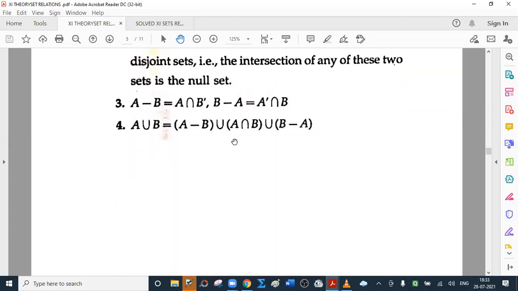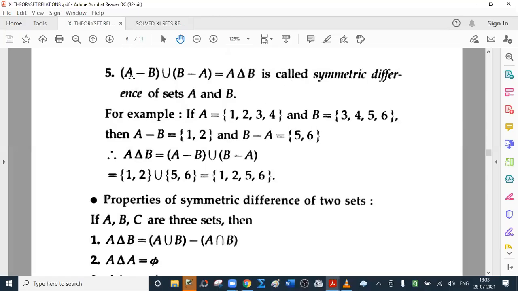Now, just remember the definition. (A minus B) union (B minus A). How to read this? A delta B, or A symmetric difference B. So A delta B is called the symmetric difference of sets A and B. In the exam, you may be asked to find A delta B. Suppose this is A, this is B. So what is A minus B? 1, 2. What is B minus A? 5, 6. So their union means what? Occurrence of exactly one of the two. So that is the symmetric difference of sets.